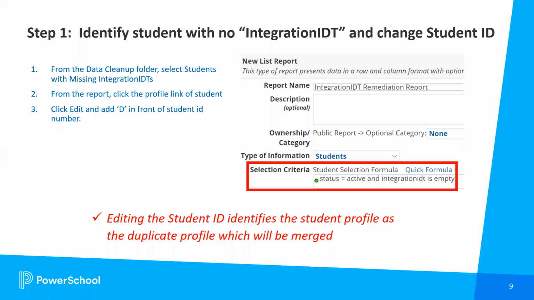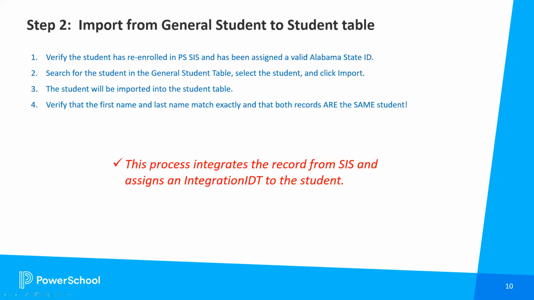So I'm going to take this record, change that ID number so I can pull the correct kid in that is my kid that's enrolled in SIS. So I'm going to just edit the record, and I have another quick reference guide I'll pull up here in a second. Once I change that record to have a D in front of it, that helps me know that that's my student that I need to kind of merge together.